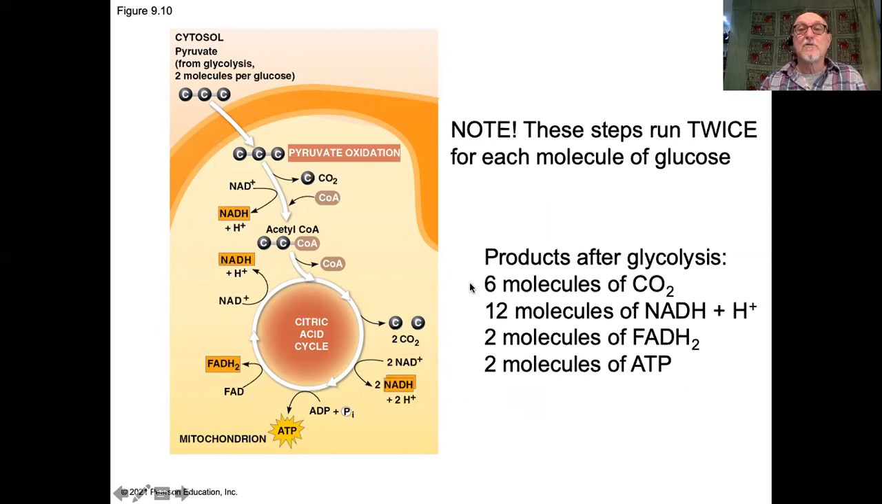So this is what I want you to really remember. Okay, this is the products after glycolysis. So after glycolysis, we get 6 molecules of carbon dioxide, 12 molecules of NADH, 12 protons, 2 molecules of FADH2, and 2 molecules of ATP. Okay, add that to the 2 ATPs and the NADH that we produce in glycolysis as well.